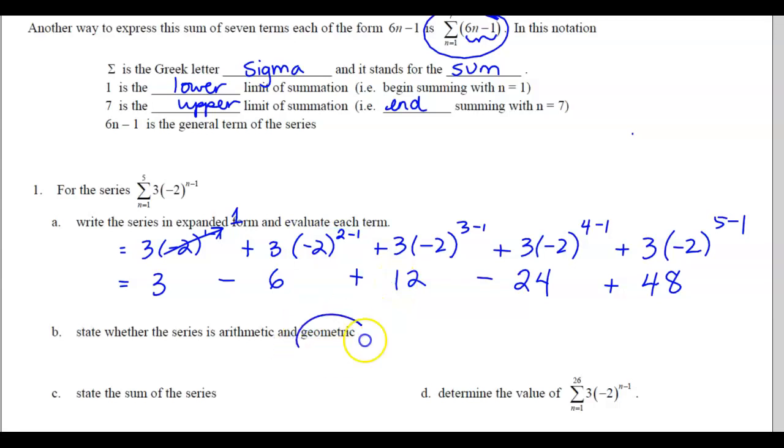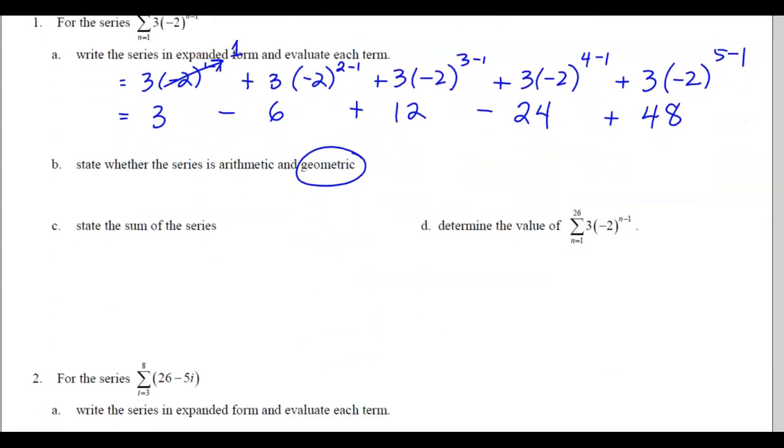It's geometric because we keep multiplying by negative 2. Anytime the index is in the exponent, that means you're multiplying by something each time, so it's geometric. State the sum. Well, you can just do that in your head, right? So what's that? Negative 3 plus 12 is 9. Plus 24 is 33.